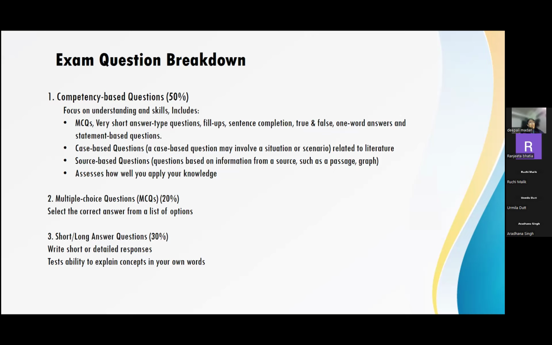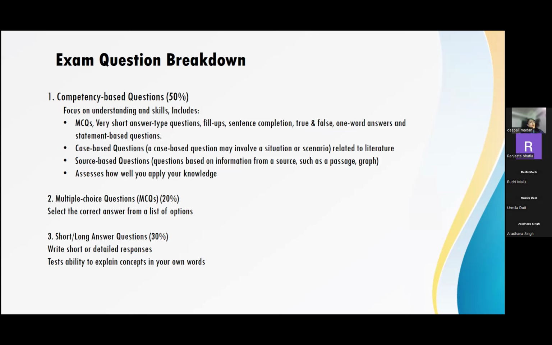Then multiple choice questions are already there. Then we have some case-based questions. Case-based questions generally include a situation or a scenario which is picked, and the questions are given related to that. Generally, the reference to context questions that we include are case-based questions.